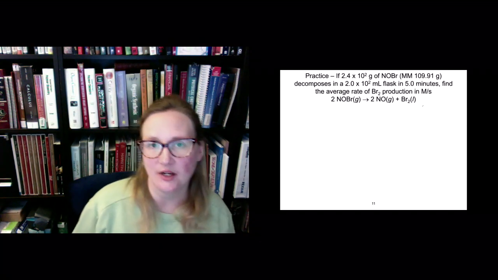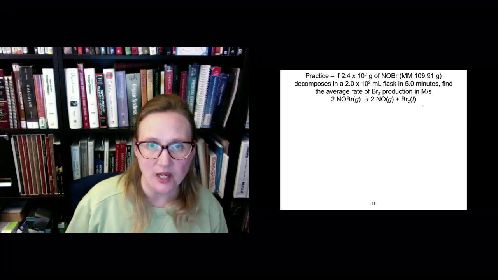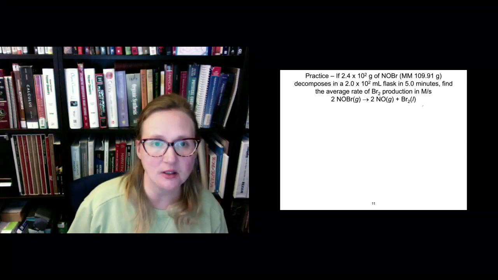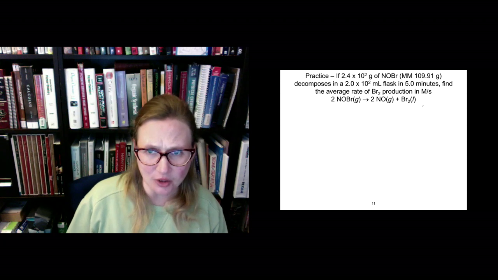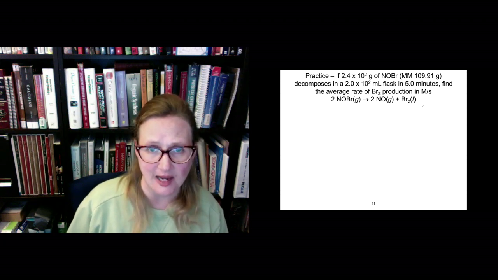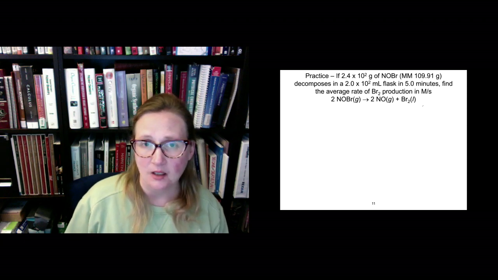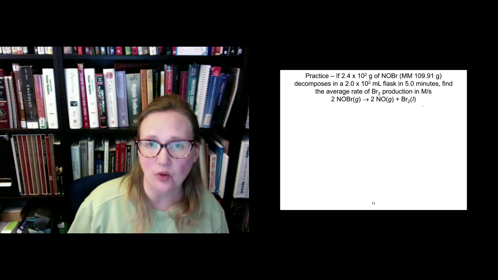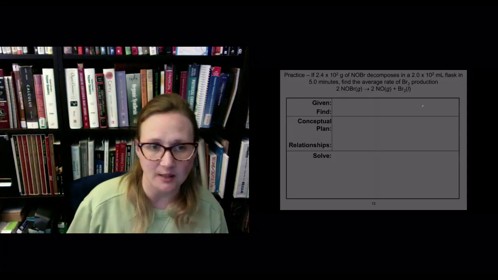All right, so let's work on another problem here. So if we have 240 grams of NOBr, given the chemical equation, it's going to decompose in a flask to produce NO and bromine. And we're going to look at this reaction in 5 minutes. Let's find the average rate of bromine in molar per second.